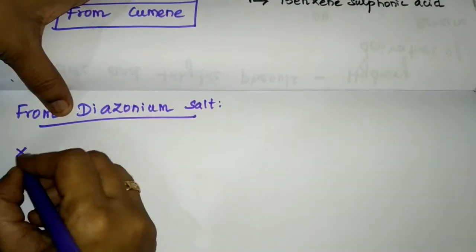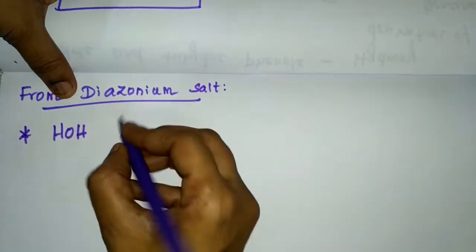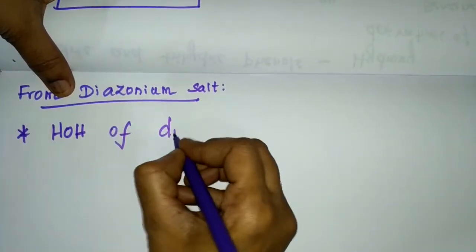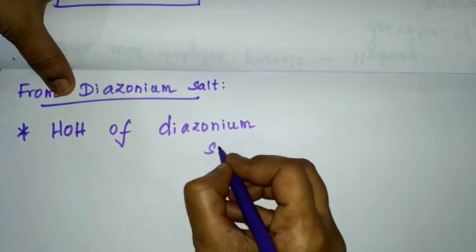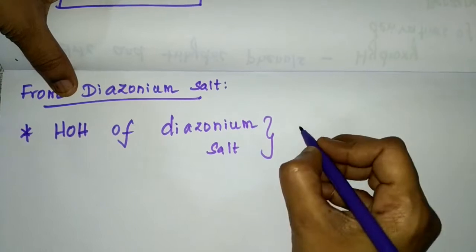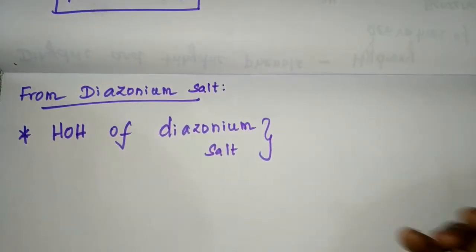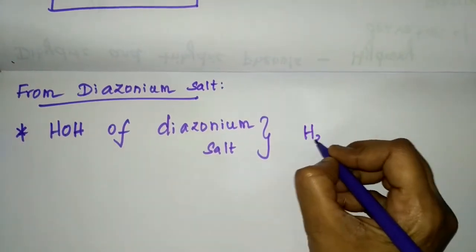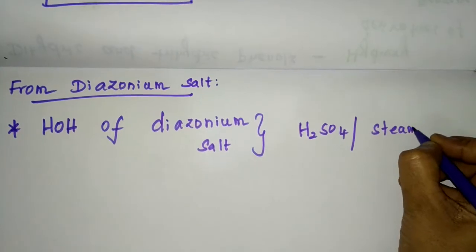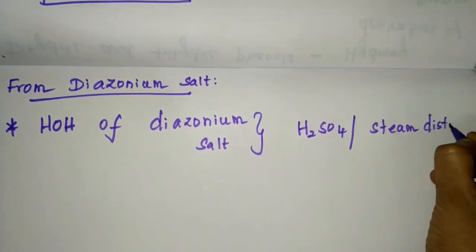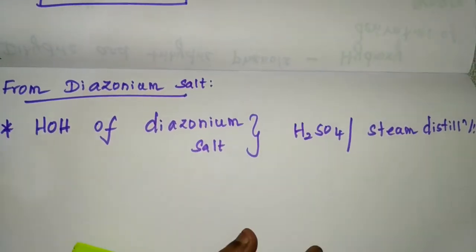So here you are going to do hydrolysis of diazonium salt in the presence of sulfuric acid or by steam distillation. This is what you do in phenol preparation from diazonium salt.